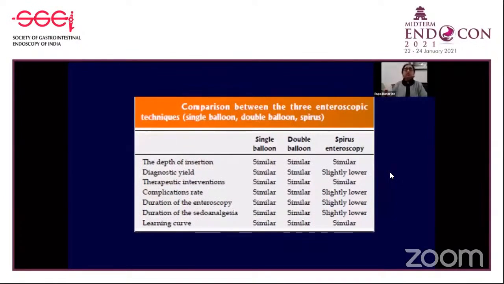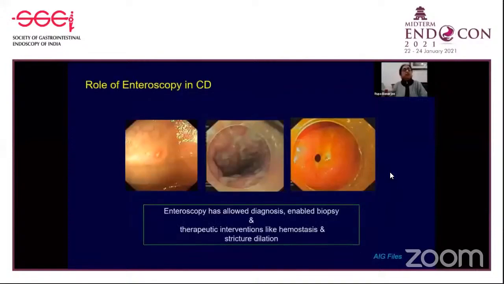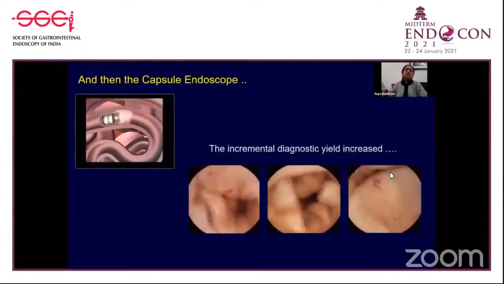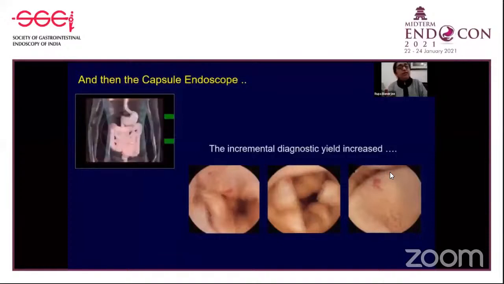Comparison between the three enteroscopic techniques: there is single balloon, there is double balloon, there is spirus. Primarily, they are all similar, but perhaps the spirus has the greatest length that can be achieved. Of course, it is done under deeper sedation or general anesthesia, but still, for cases in which you are avoiding surgery, there is a bleed, and you need to tackle it, it can really work wonders. So the role of enteroscopy in Crohn's disease: it has allowed diagnosis, enabled biopsy, and therapeutic interventions like hemostasis or stricture dilatation.